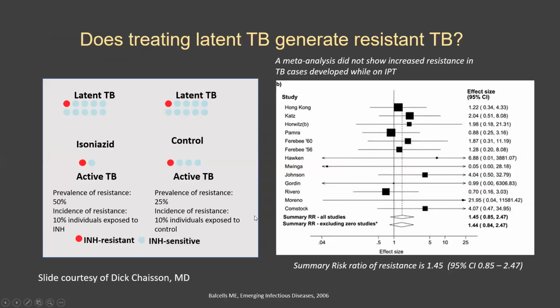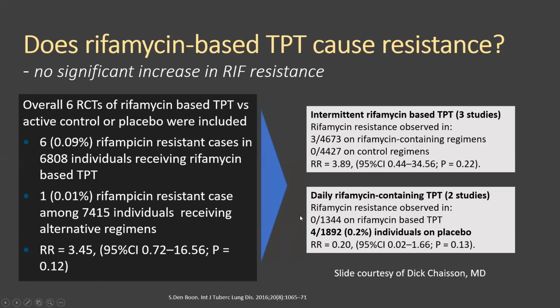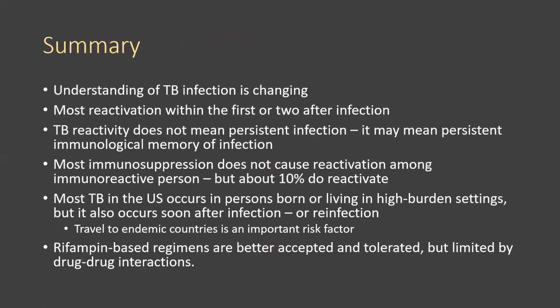And likewise, does treating latent infection generate drug resistance? And there are multiple studies here that suggest that that is not the case, either with isoniazid, this is courtesy of Dick Menzies, or with rifampin as well. No significant increase in rifampin resistance by using rifampin to treat. And this is because the population of organisms is thought to be small when we treat latent infection.